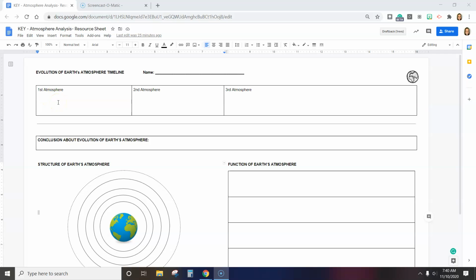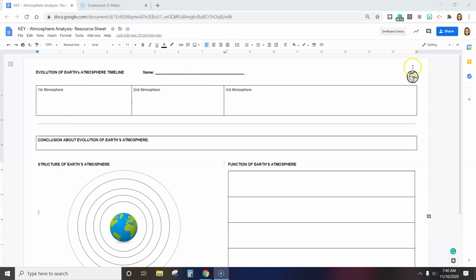All right, we're going to focus today on the evolution of Earth's atmosphere, now that we have read the evolution of Earth's atmosphere and taken notes and answered the questions. And so this is just a review of what information you've already learned in that reading.